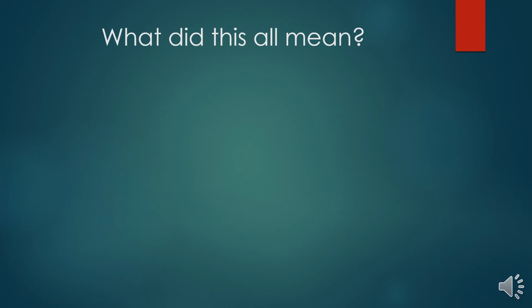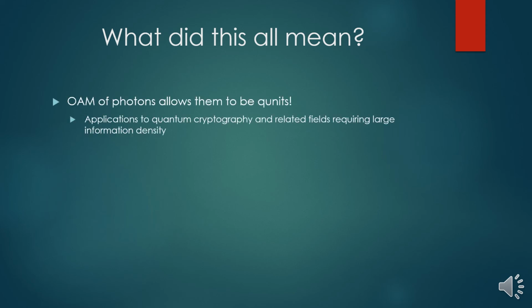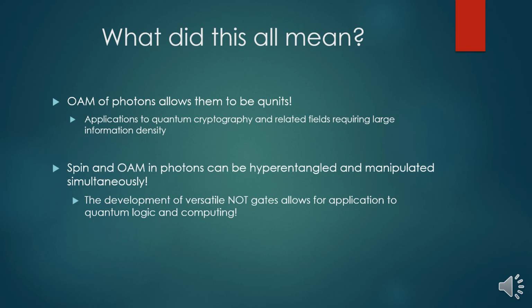So what does this all mean? OAM can be created using classical and modern optical methodologies and have been generated in labs for decades. Because of the ability for a photon to act like a qubit when utilizing its OAM, it has the possibility for a wide range of applications, specifically to fields requiring high-density information transfer. Furthermore, quantum gates have been built to take advantage of hyperentanglement and entanglement swapping, which are the first steps to utilizing these elements for quantum computing.